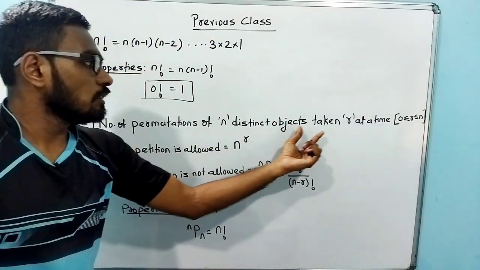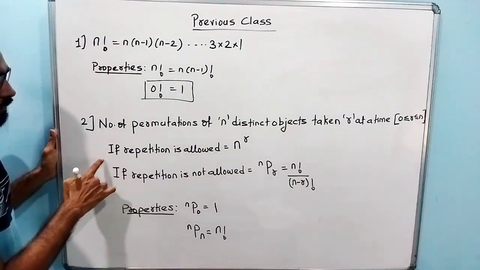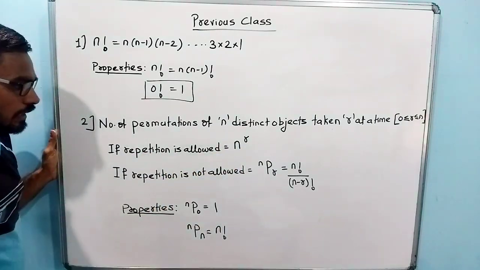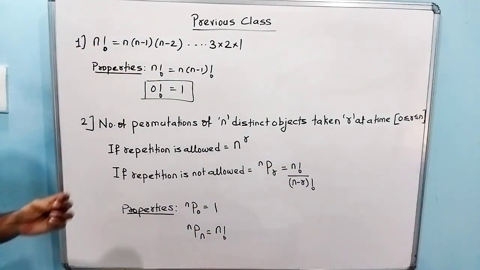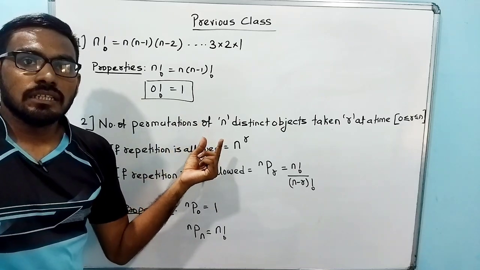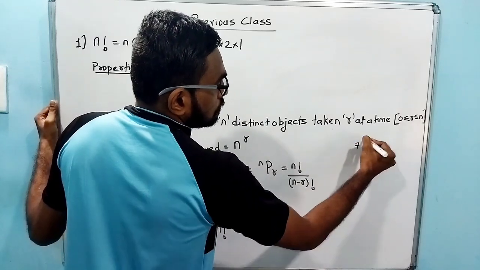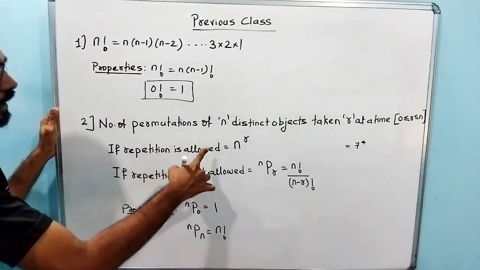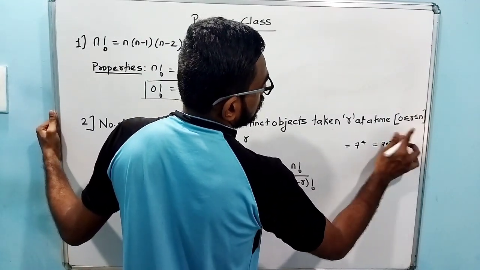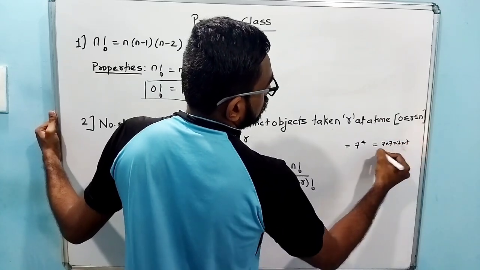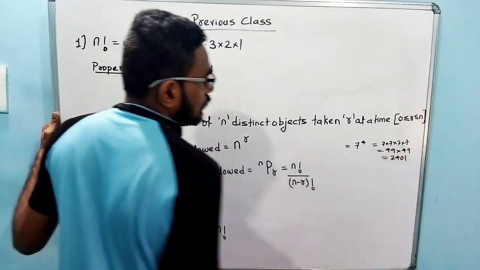Next, number of permutations of n distinct objects taken r at a time, or number of ways of arranging n distinct objects taken r at a time. If the repetition is allowed, it is n raised to r, and if the repetition is not allowed, it's nPr, which is n factorial upon n minus r factorial. For example, number of ways of arranging 7 objects taken 4 at a time will be what? 7 raised to 4 if the repetition is allowed. So 7 into 7 into 7 into 7, 49 into 49, which is 2401.